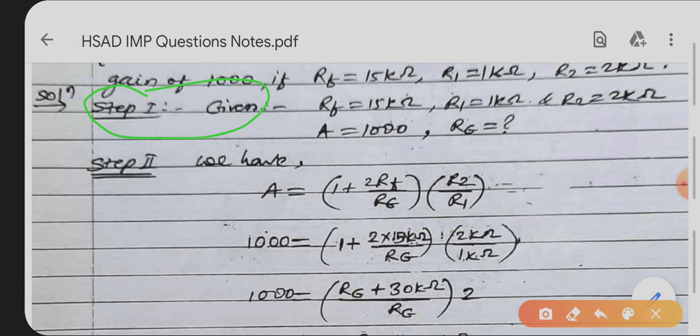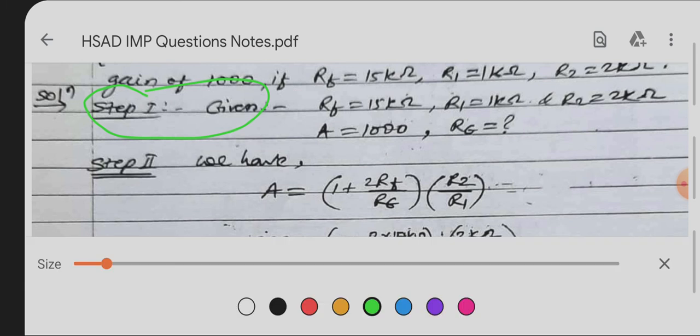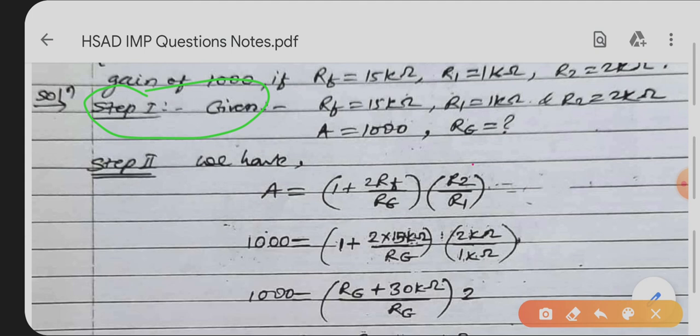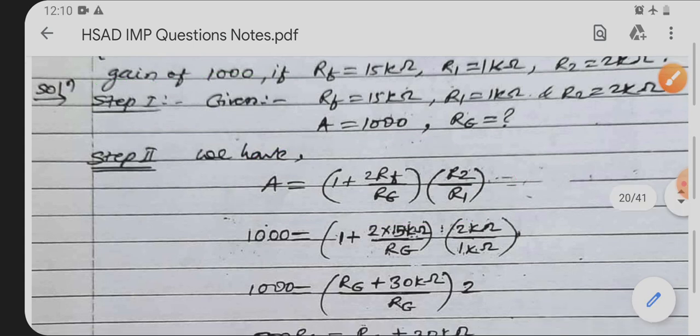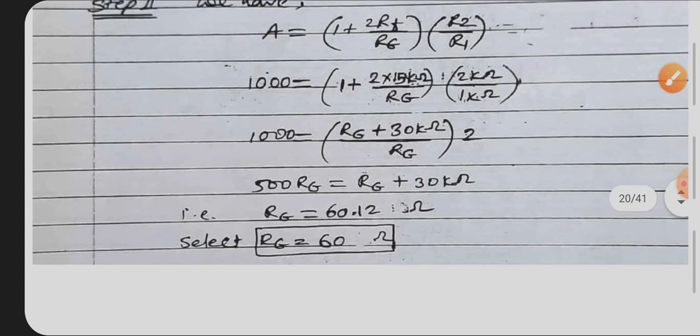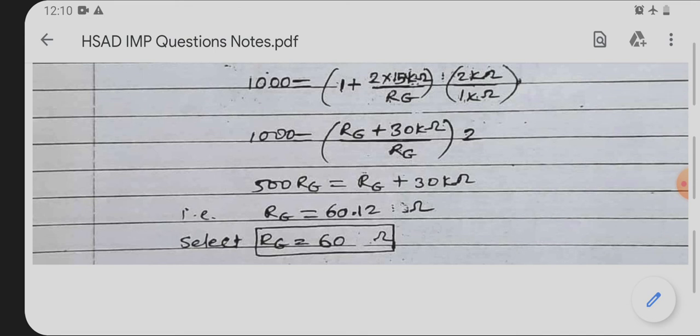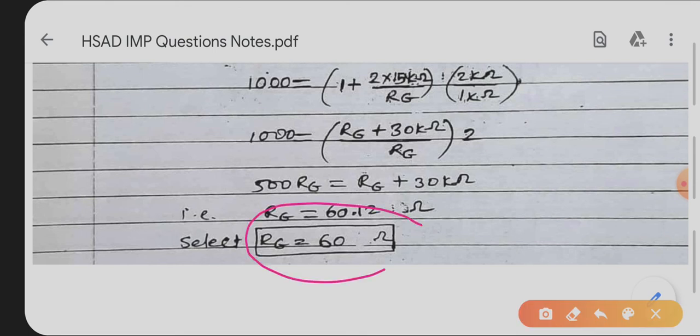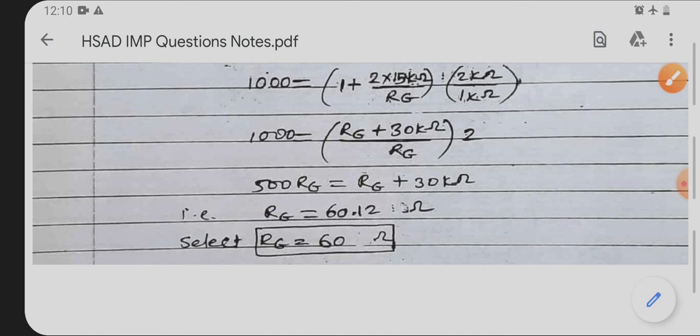तो formula use करना है. We have the formula. What is the formula given? Formula is A is equal to 1 plus 2 Rf by Rg into R2 by R1. सेम फॉर्मूला हमने डिराइव किया है, right? So keeping all the given values, you will get the value of Rg as 60 ohm, right? So a very simple problem. You have to keep in mind one formula, and based on that you have to calculate the values. So this is what about instrumentation amplifier.